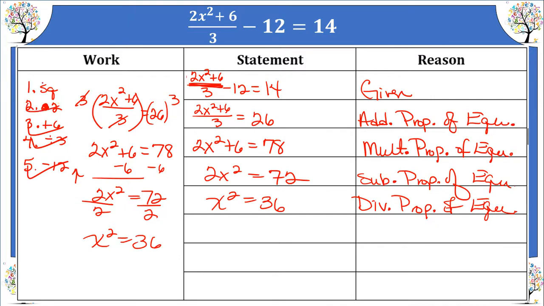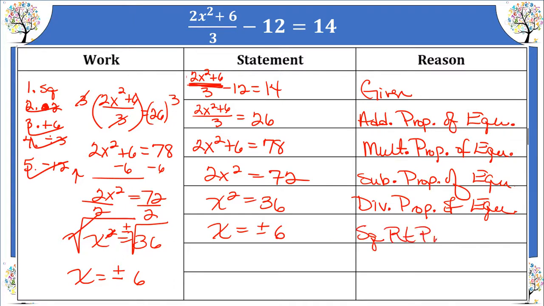Okay, and then the last thing is we have to undo the squaring, and we're going to take the square root. And remember, when you take the square root, there are 2 roots to a perfect squared number. So taking the square root, undo squaring, that's what gives me the x by itself. And then I have positive 6 and negative 6 as my 2 answers. So x equals plus or minus 6, and that was the square root property of equality.